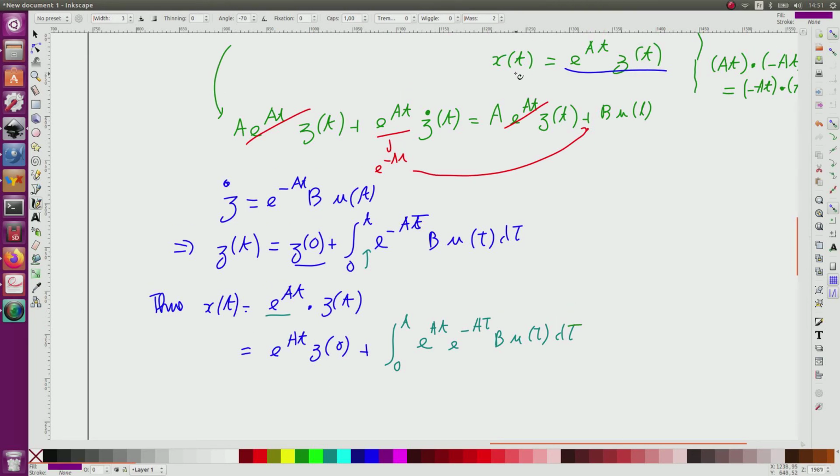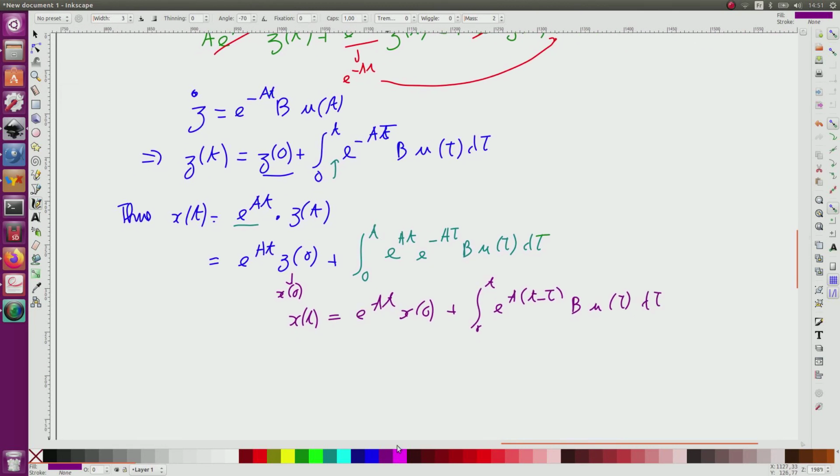Now at time 0, I have x of 0 equal to z0, because exponential A times 0 is equal to the identity. So this is equal to x of 0. As a consequence, I get that x of t is equal to this times x0 plus the integral from 0 to t of exponential A times t minus tau, B u of tau d tau.